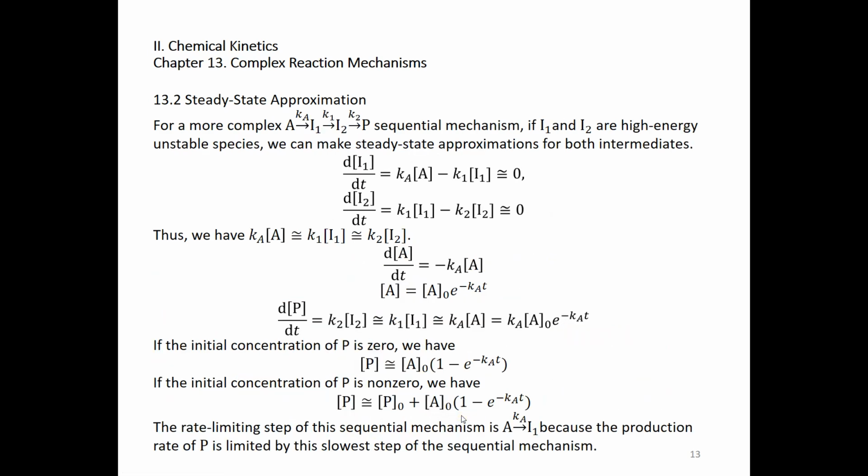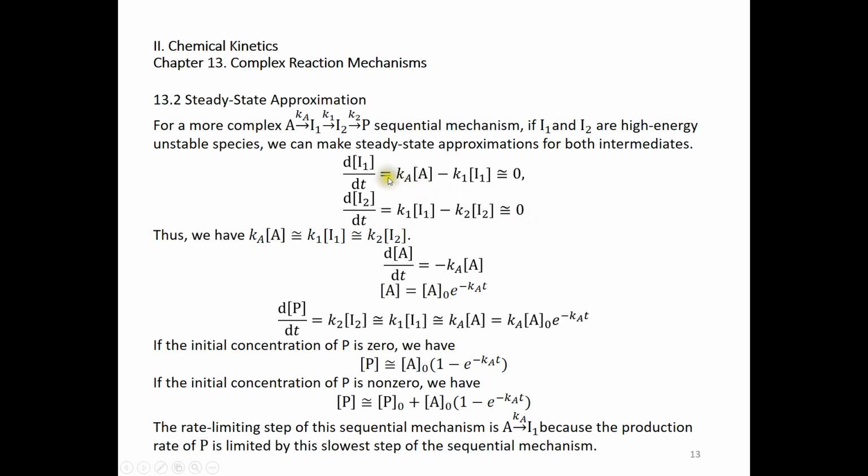Now let's look at a more complex sequential mechanism. Now we have two intermediates. The reaction proceeds from A to I1, the first intermediate, from I1 to I2, the second intermediate, and then from I2 to P. If I1 and I2 are both high energy species, we can make steady-state approximations for both I1 and I2. Therefore, dI1/dt is 0, dI2/dt is 0.